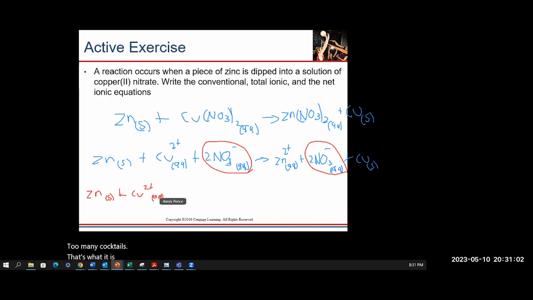So from here, you would just go straight like this? That's right. Okay.